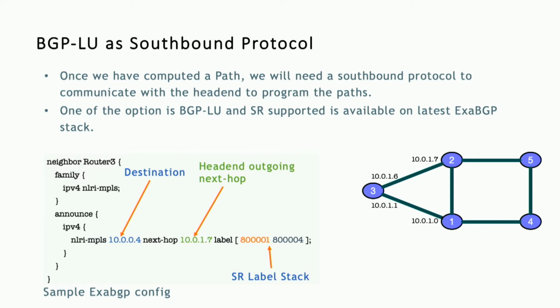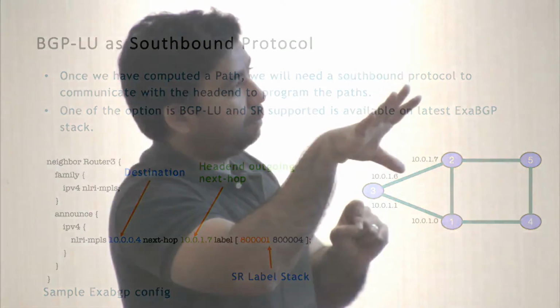The way you can do that is to construct the route advertisement from XRBGP, saying 10.0.0.4 is my destination. I have to use a next hop. The next hop always needs to be, from 3's perspective, where you want to punt that traffic out. In this case, it would be 10.0.1.7. You do not have to use a label to represent node 2 in your path. You just skip that part.